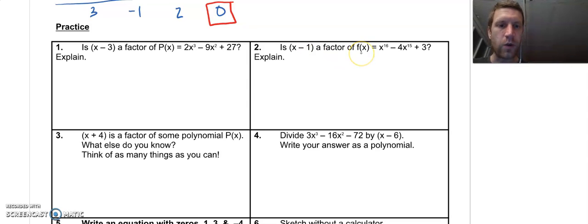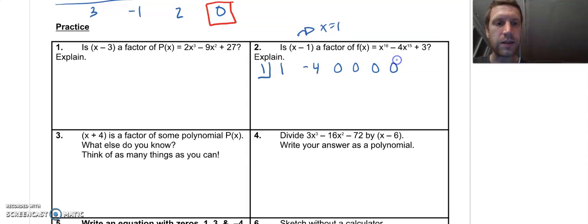So is it a factor? Well, we want to run synthetic division. So this tells us that x equals 1. 1 is the number we're going to put in the box. And then let's list our coefficients. I have 1, I have negative 4. Then I'm going to have x to the 14th is 0, x to the 13th, x to the 12th, x to the 11th. Wow, that's going to take a while.